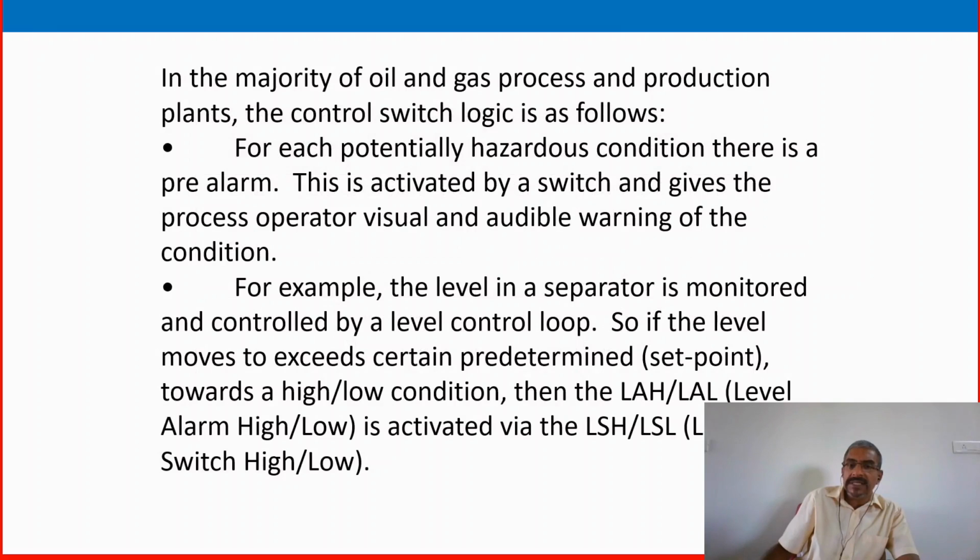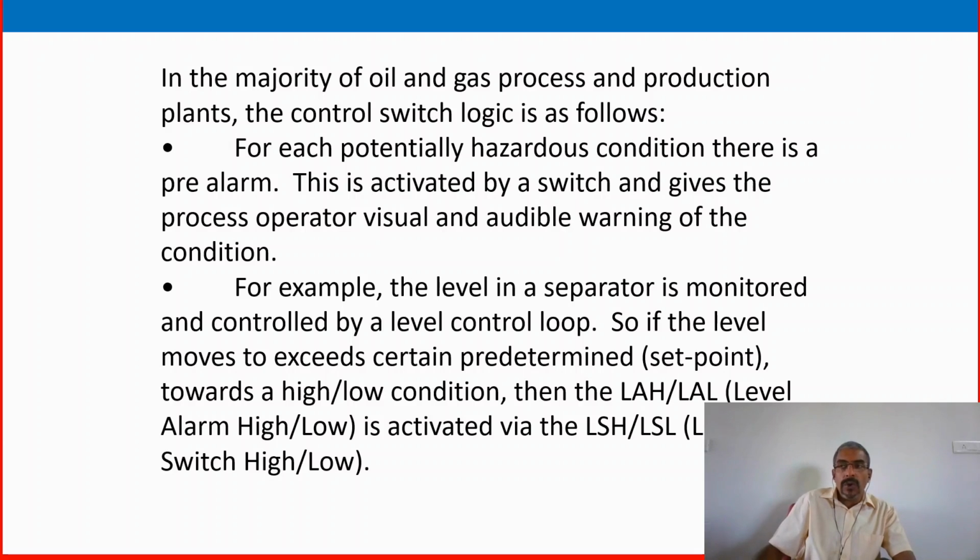For each potentially hazardous condition, there is a pre-alarm. This is activated by a switch and gives the process operator a visual and audible warning of the condition. The audible warning is by sound, like a beep sound, and the visual is a red light or yellow light blinking or continuously on.